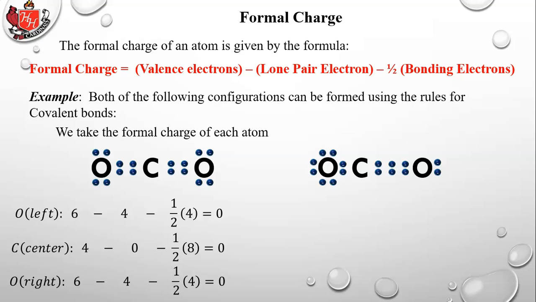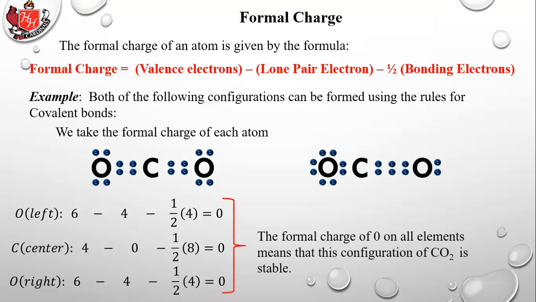So if we look at all 3 of those together, all of the formal charges for all 3 elements are 0. That's the most stable possible number that you can have. And so that is the stable form of carbon dioxide. But what about the other one? Maybe the other one could be stable as well. So let's take a look at its formal charge. The formal charge of 0 in all elements means that this configuration of CO2 is stable.